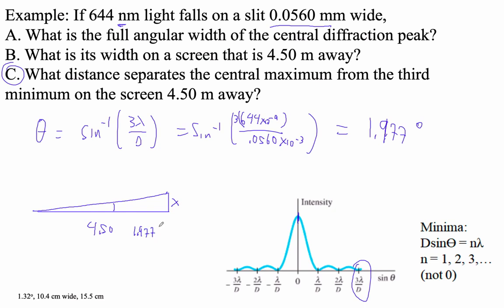Degrees. So I can say that x is 4.5 tangent of 1.977. That's 4.5 tangent of that angle that I just got. And I'm getting that distance is 0.1553 meters, or 15.5 centimeters. There we go.